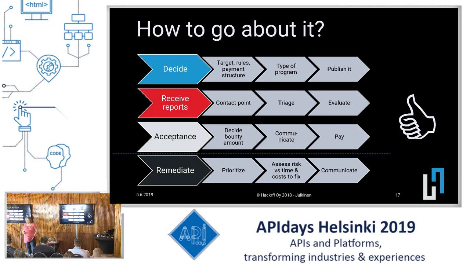Then you have to decide what type of program. Are you going to run an open program for everybody to take part in? Or do you want to run a private or closed program where only select invited hackers can attend? Then you need to get it out there to the hackers, publish it, and start receiving reports. So you need to have a good contact point, with several people reading it so it's not a single point of failure. You have to be able to do a triage, to see whether it looks legit. Do you need more information to reproduce the issue? You need to evaluate how bad the issue is. And then you need to either reject or accept it and decide the bounty amount.